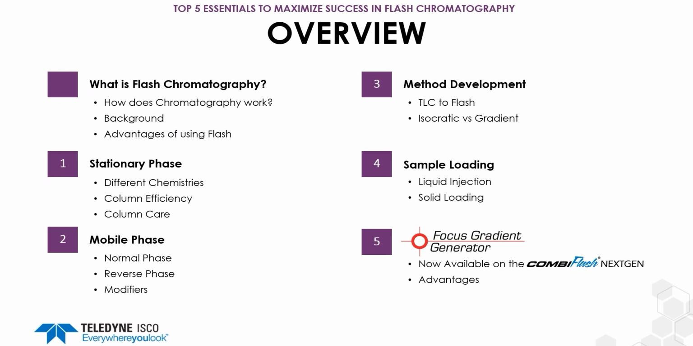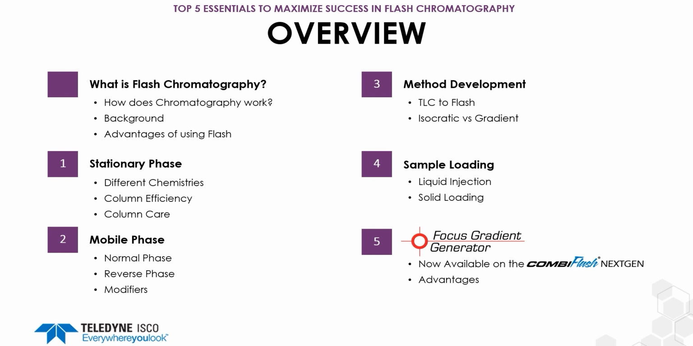Here's our overview for today's webinar. Before we can get into the top 5 essentials to maximize success in Flash, first we have to ask the question, what is Flash chromatography, and how does chromatography even work? So we're going to give a bit of a background to start, and we'll also talk about the advantages of using Flash. Then we'll dive into the top 5 essentials, starting with the stationary phase. We'll talk about some different chemistries that go along with the stationary phase. We'll hit column efficiency and also column care.